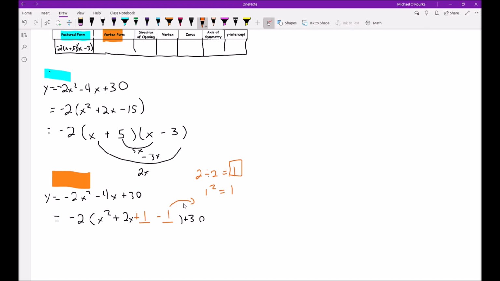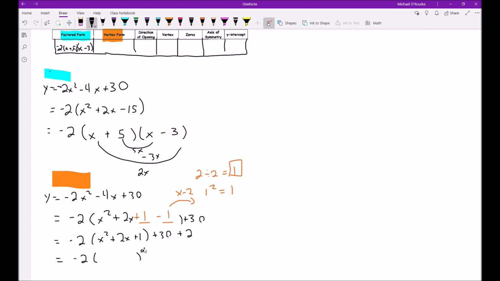But what do I do when I kick that 1 out? What do I have to do with it? That 1 comes out of the bracket. Not switch signs, but good. Times by -2. So my next one is going to be -2 bracket x squared plus 2x plus 1 plus 30 plus 2, which gives me -2.